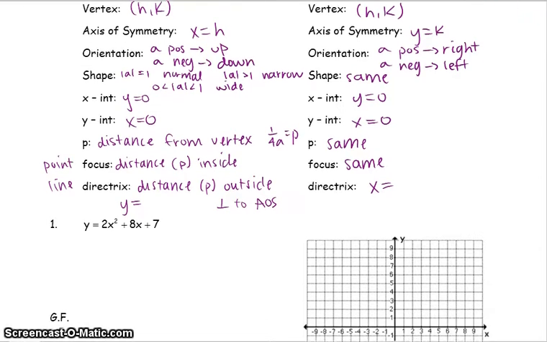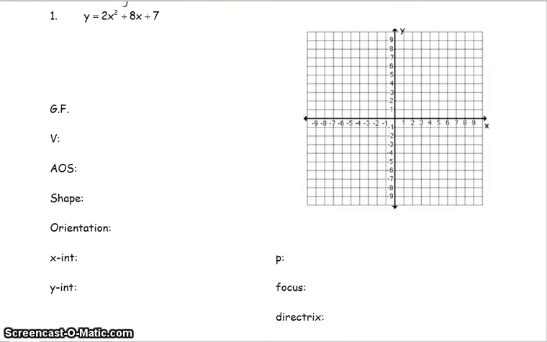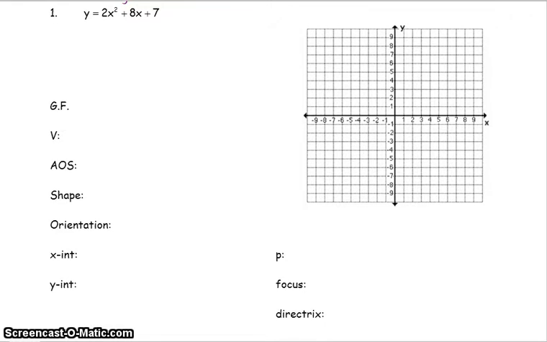So if we're looking at our first example then, we have y equals 2x squared plus 8x plus 7. And what we need to do right off the bat is say, is this a normal graph or is this graph going to open sideways? Since our x is being squared, we know it's a normal graph. And we need to get this in graphing form, or our vertex form.